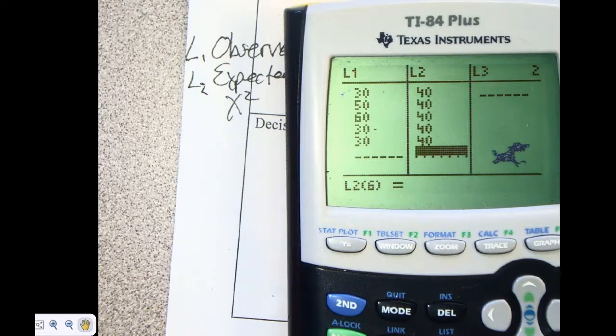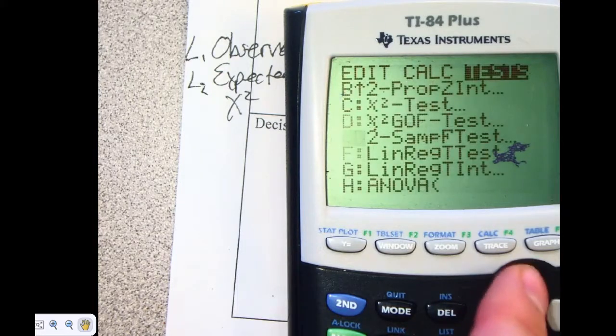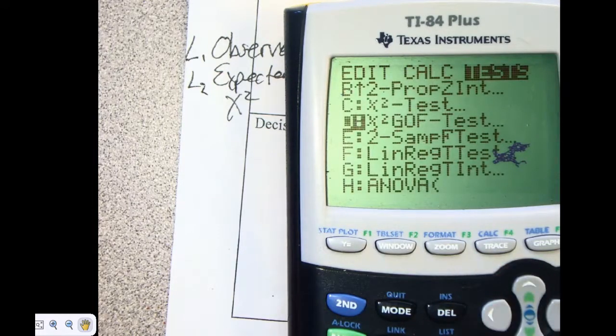Stat, tests, chi-squared goodness of fit. So you see there are 2 different chi-squareds. We'll learn the other one in a couple days. But you want the chi-squared goodness of fit test. So go to that one and hit enter.